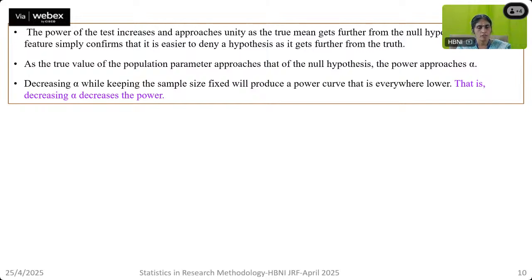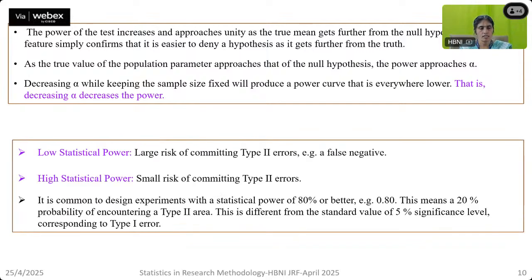statistic. If you try to decrease the value of alpha at a particular sample size and level, you will see that the power curve will have lower values all the time. You may not be able to reach that higher value, near one. If you start from lower, I will show you in the next slide.